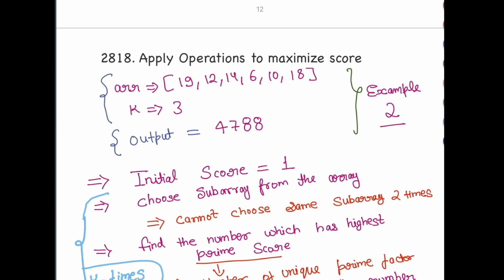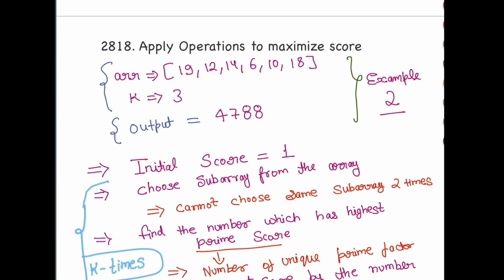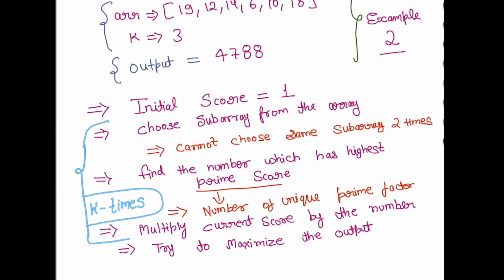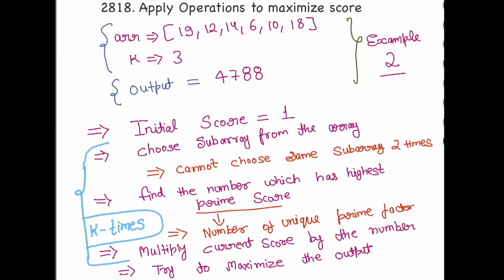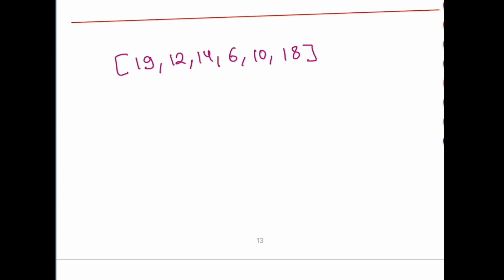We don't know yet. But the output we know is 4788. So here the question is, how do we find which subarray to choose? We will find the answer to this question after we compute the prime score of each number. So let us do it. This is our input.